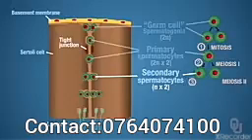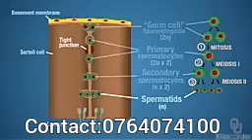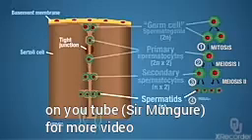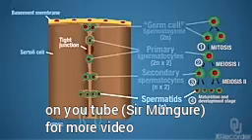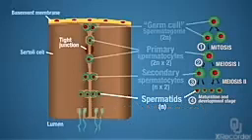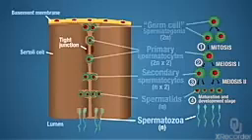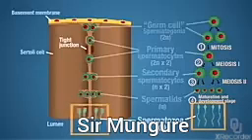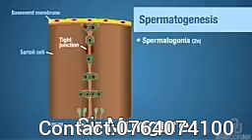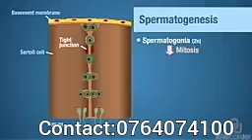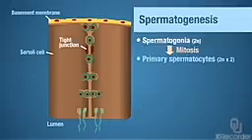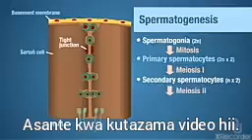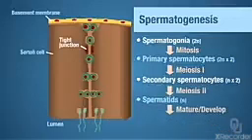Then the primary spermatocytes undergo meiosis 1. Remember that meiosis reduces the chromosome number. The primary spermatocyte is diploid, and it moves to the secondary spermatocyte, which is haploid. So the primary spermatocyte divides from diploid to haploid by meiosis 1. Then the secondary spermatocyte undergoes meiosis 2 to form the spermatid.